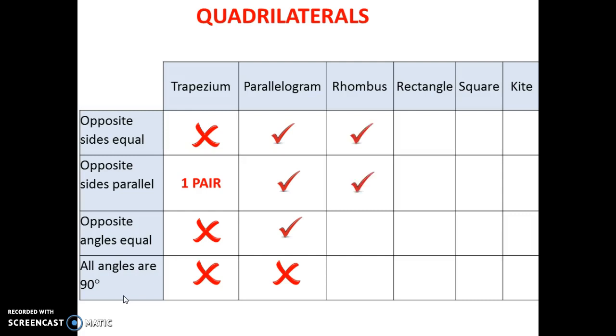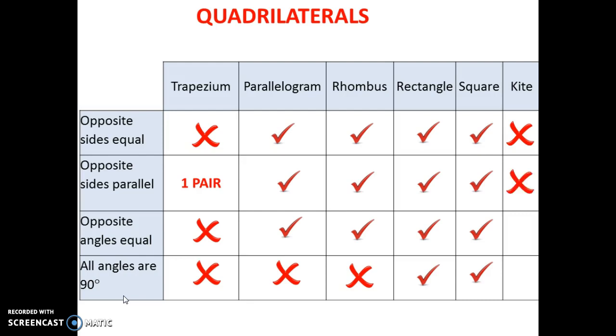Our rhombus, equal, parallel sides, opposite angles equal, but the angles are not 90 degrees because that's our square pushed on the side. Our rectangle, opposite sides are equal, parallel, opposite angles are equal, and all the angles are 90. A square, well, they're all correct for the square. Our kite, opposite sides are equal. Well, that's not true. Adjacent sides are equal though. Opposite sides are parallel. No. Opposite angles are equal. Only that 1 pair. All angles are 90. That's not true either.